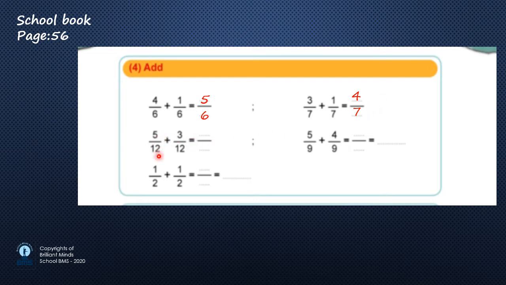Now, 5 over 12 plus 3 over 12. First step, drop the D, we drop the 12. Second step, add n. 5 plus 3 equals what? I can't hear you. Equals 8. Super. Now, are we finished? No. We said we must check for simplify. Is 8 over 12 in the simplest form?